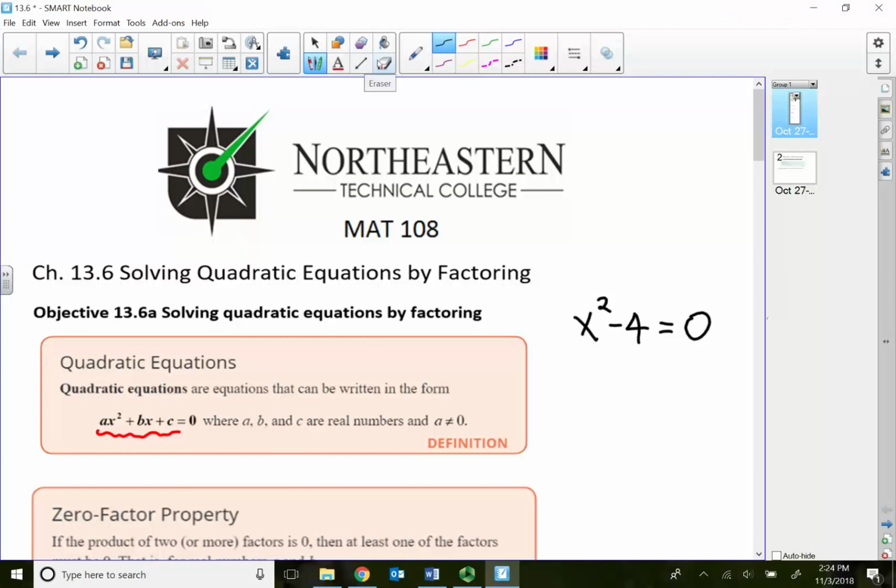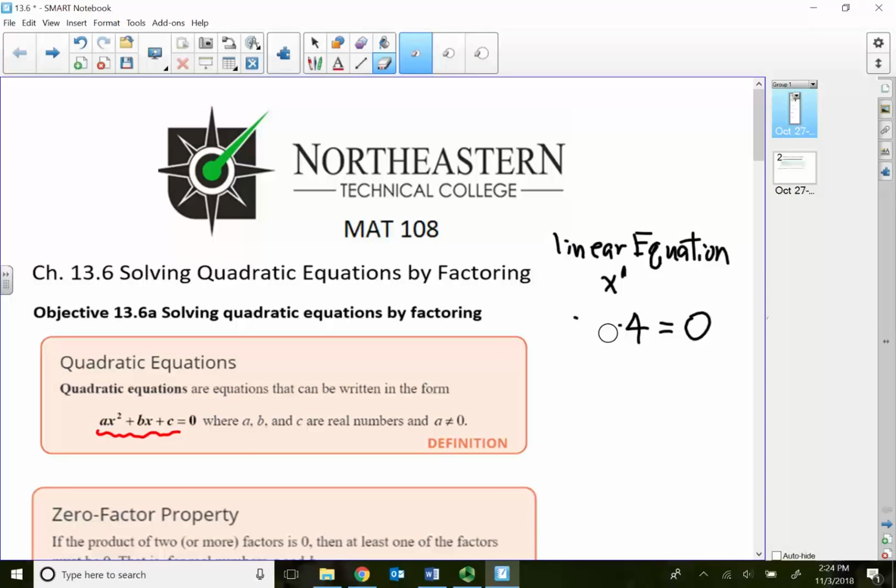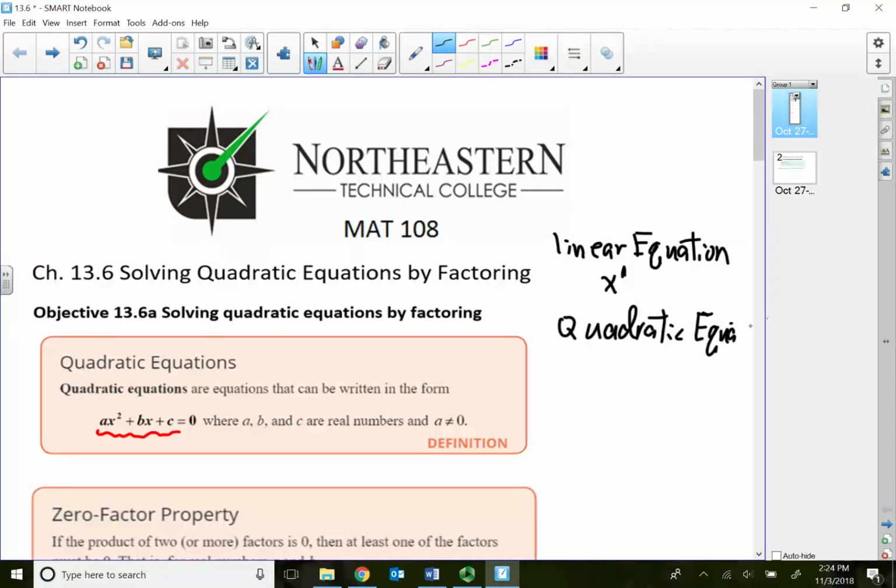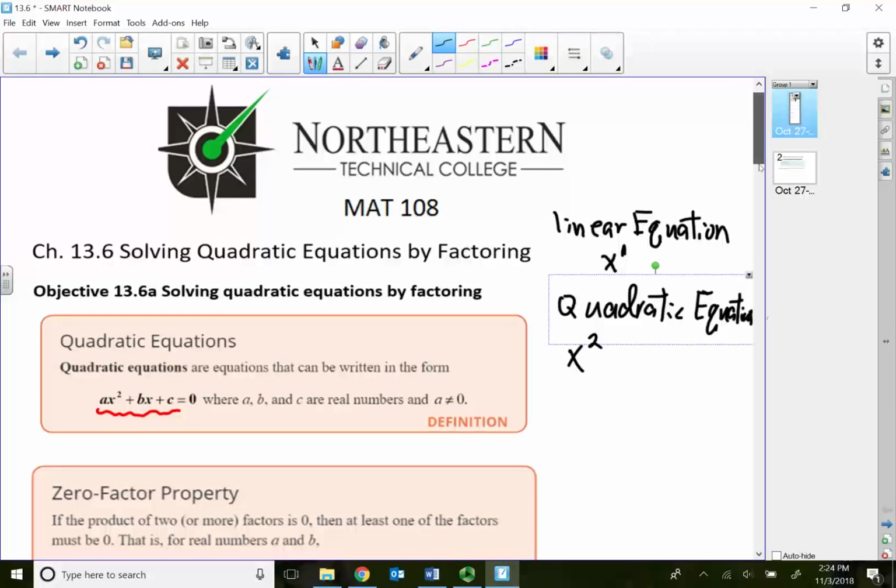All right, so the difference between a linear equation versus a quadratic. A linear equation is where the variable x is to the first power in an equation. A quadratic equation is where the variable x is to the second power in an equation. All right, so that's the difference between the two.